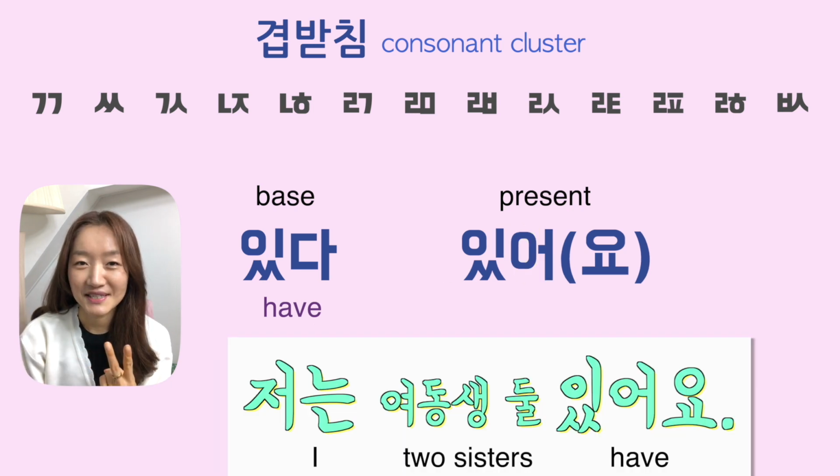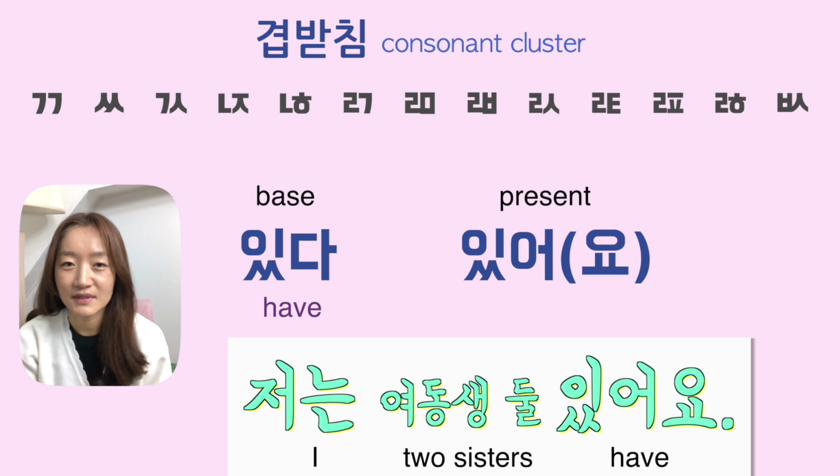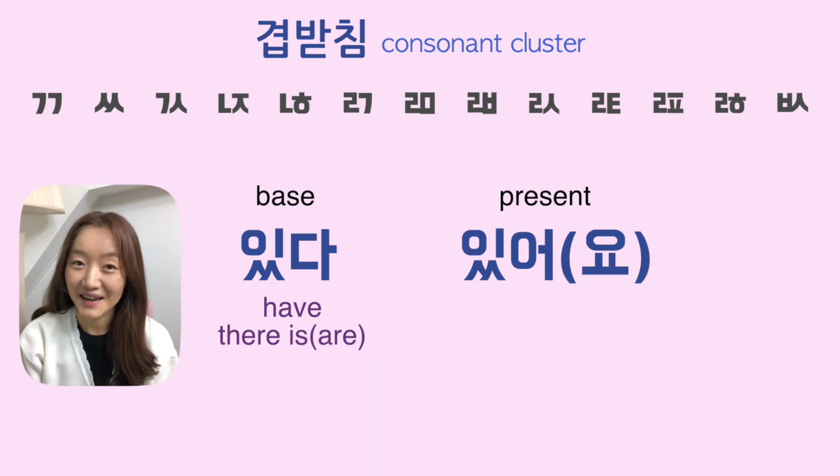저는 two sisters 있어요. I have two sisters. 저는 여동생 2명 있어요. 있어요. I have. It's okay for now. You don't need to worry about vocabulary. Just use your own language and practice Korean verbs. How many siblings do you have? 저는 two sisters 있어요. How about you? Sisters 있어요?